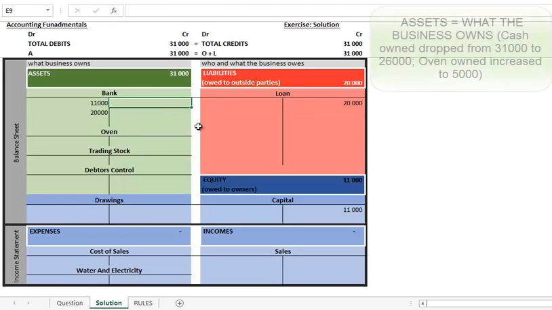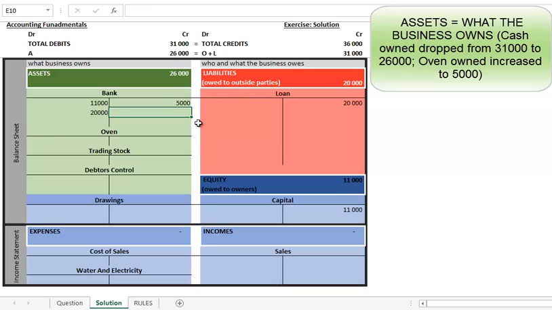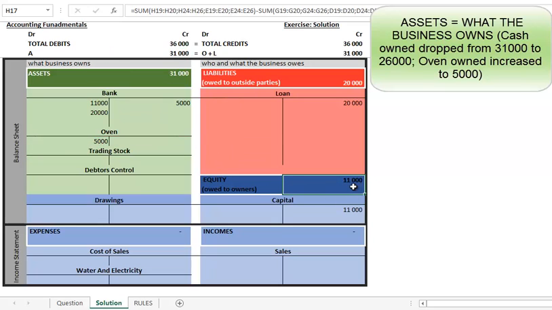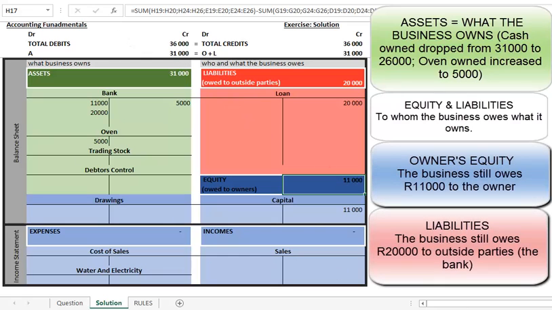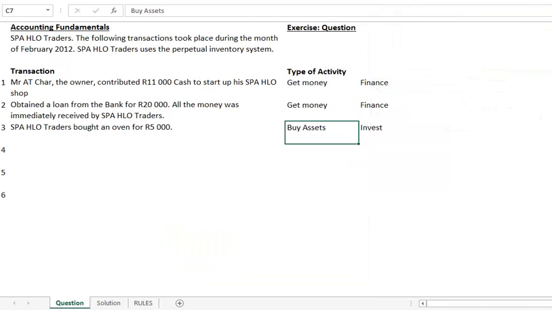They took 5,000 Rand out of their bank account. We're assuming they bought it with cash. And they bought an oven, which is also an asset. So literally my money has just moved from one asset, the bank, to another asset, the oven, keeping my assets at 31,000 Rand and not changing my equity at all. Back to the next question.